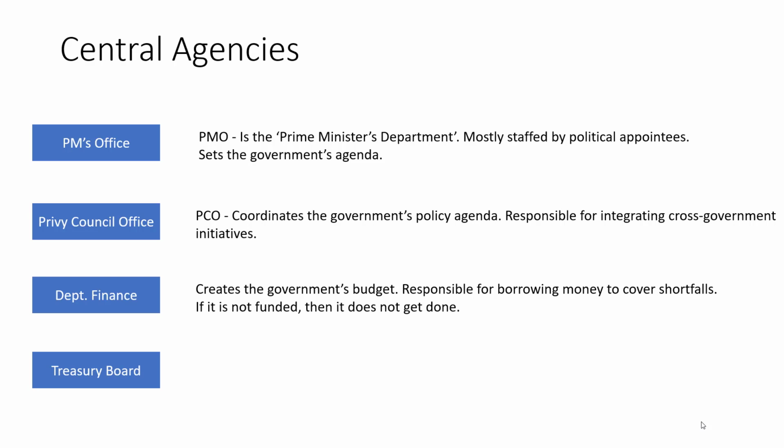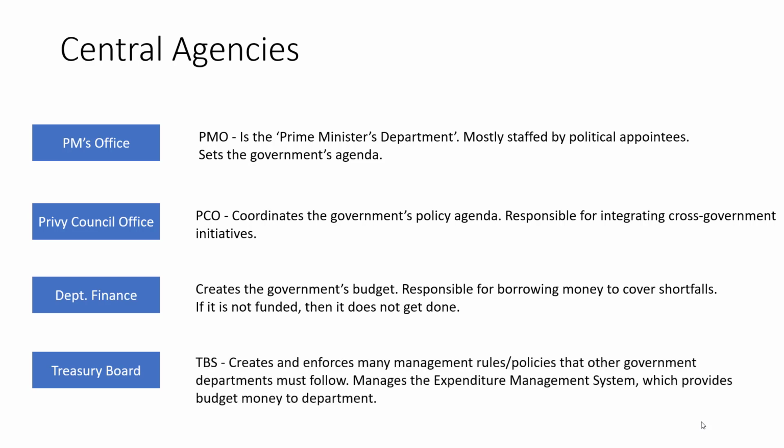The last organization we'll look at is Treasury Board. The reason why Treasury Board is important is because it creates the management rules that other government departments have to follow. It is responsible for something that is called the Expenditure Management System. The Expenditure Management System is the method of how government departments actually get money to carry out their programs. And if a government department wants to get more money to do an initiative, they have to go to Treasury Board to ask for more money.